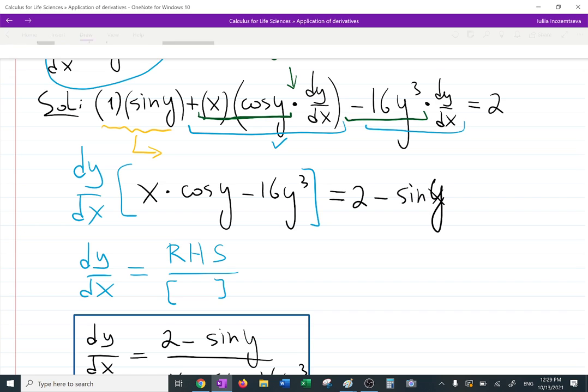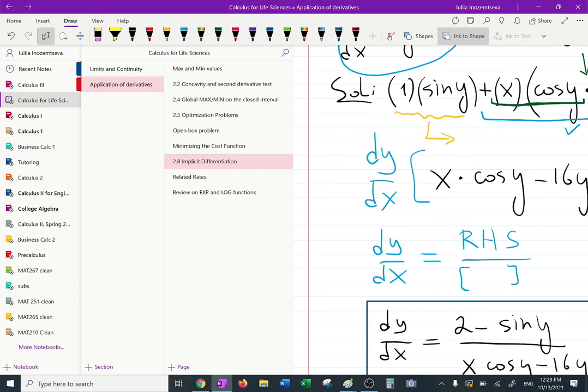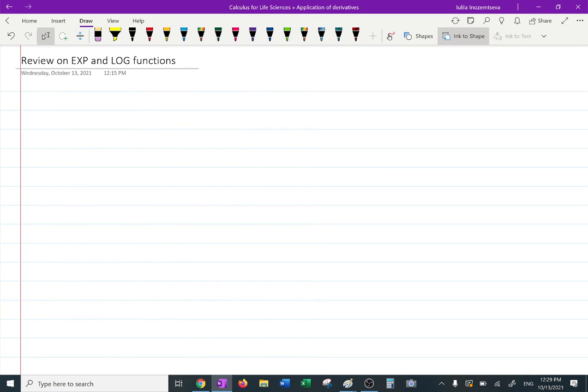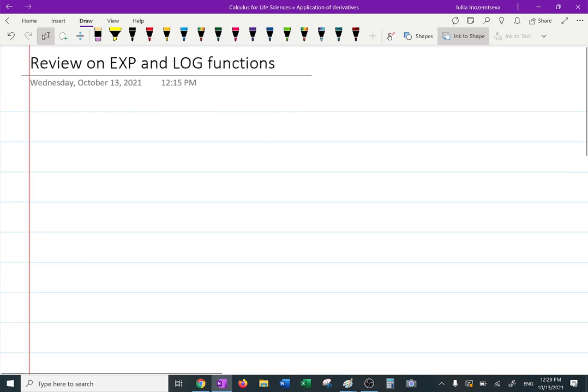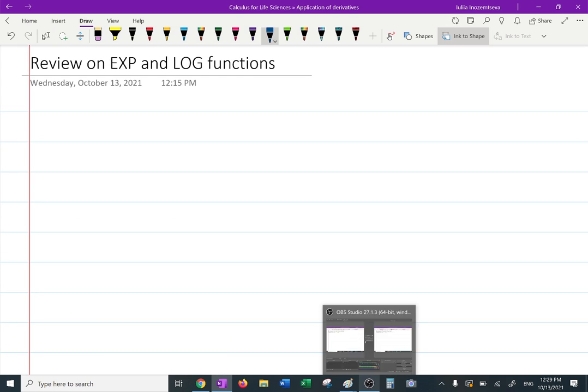So, move on to chapter 3, which doesn't really have a number, surprisingly, in this book. It's just chapter 3. Beginning of chapter 3, exponential and logarithmic functions. Review. Let me start a new video.